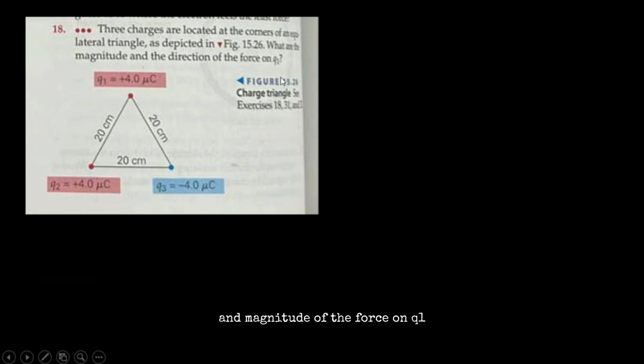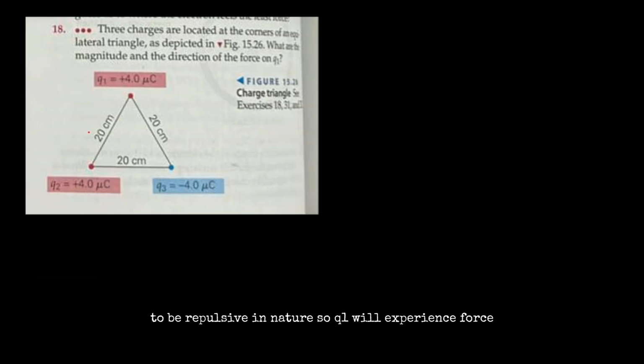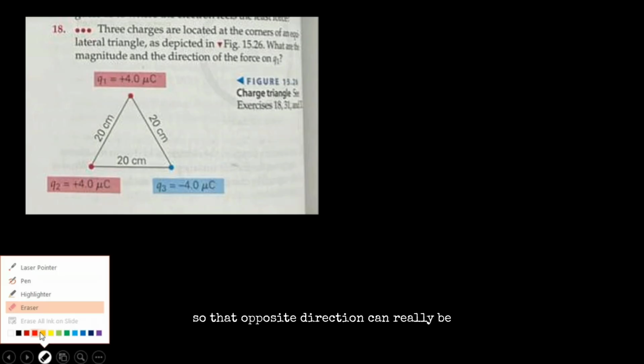the force on Q1. So this is my Q1. So now let us try to understand the direction of force acting on Q1 due to all other charges. So Q2 is positive, Q1 is positive. So the force which acts between these two charges is going to be repulsive in nature. So Q1 will experience force in this direction, in the opposite direction you can say. So that opposite direction can easily be represented using this line. Again, the line of force should matter. So force will act in this particular direction.